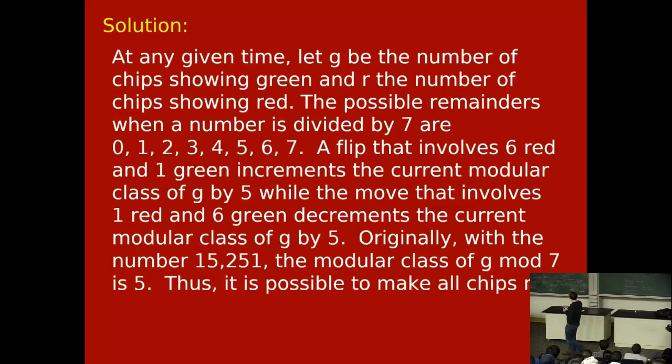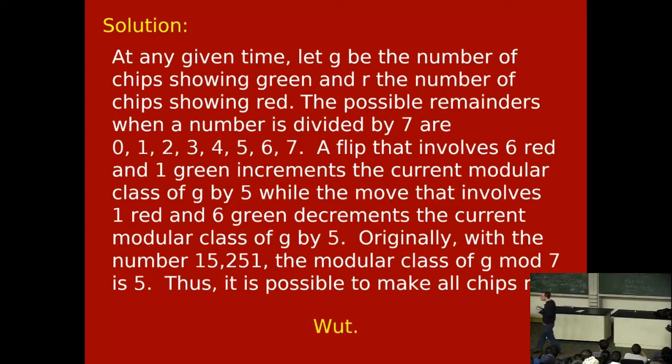A flip that involves 6 red and 1 green increments the current modular class of g by 5, while the move that involves 1 red and 6 green decrements the current modular class of g by 5. Originally, with the number of 15,251, the modular class of g mod 7 is 5. Thus, it is possible to make all chips red. So what?